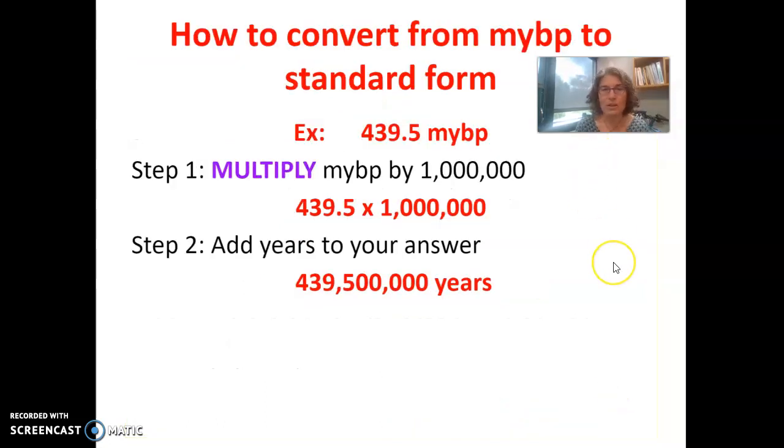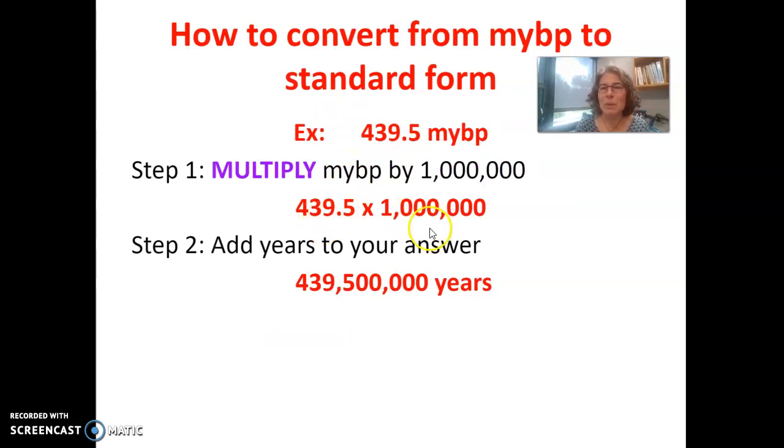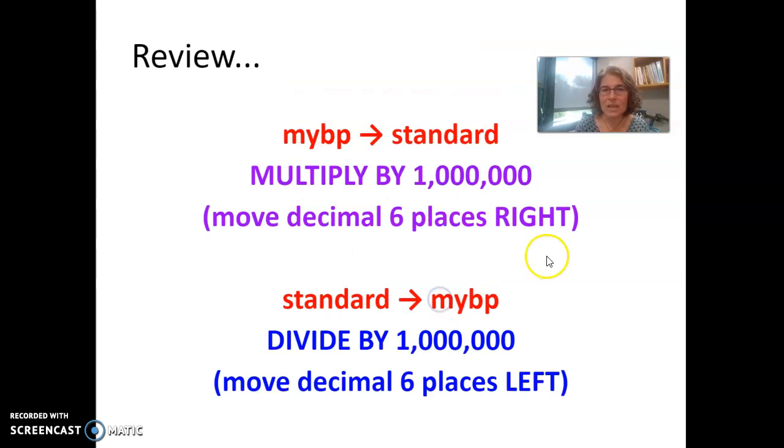All right, what if you want to go the other way around? You start off with a value that's in millions of years before present, and you want to go back to standard form. Easy. You do the reverse. You're just going to take your mybp value and multiply by a million. So if we started with 439.5 mybp, we'd multiply that number by a million, and our answer in standard form would be 439,500,000 years. So to recap, to go from mybp to standard, you're going to multiply by a million. In other words, you're moving the decimal 6 places to the right.